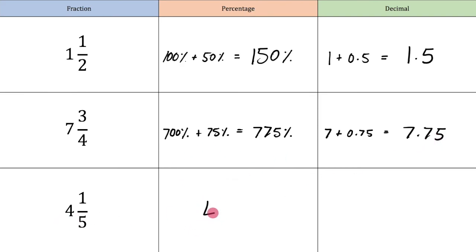And lastly, you should be able to do this one without having to do all these steps. It's simply going to be 420%. And then over here will be 4.2. And just like that, through our memorization of some key fractions, we're able to answer it very quickly.